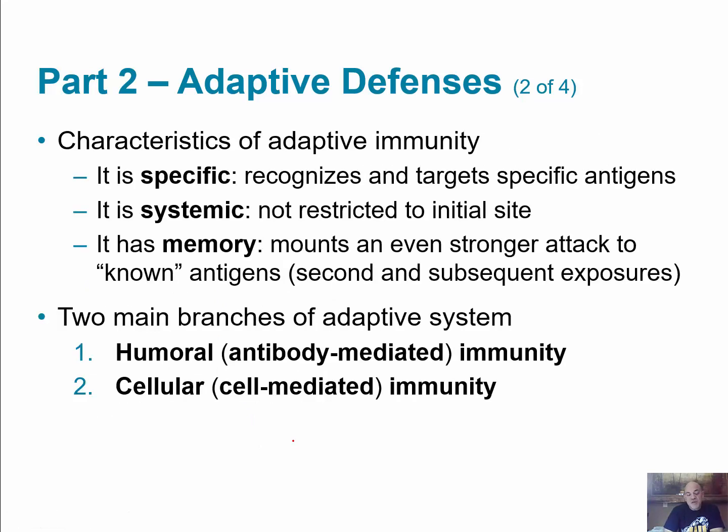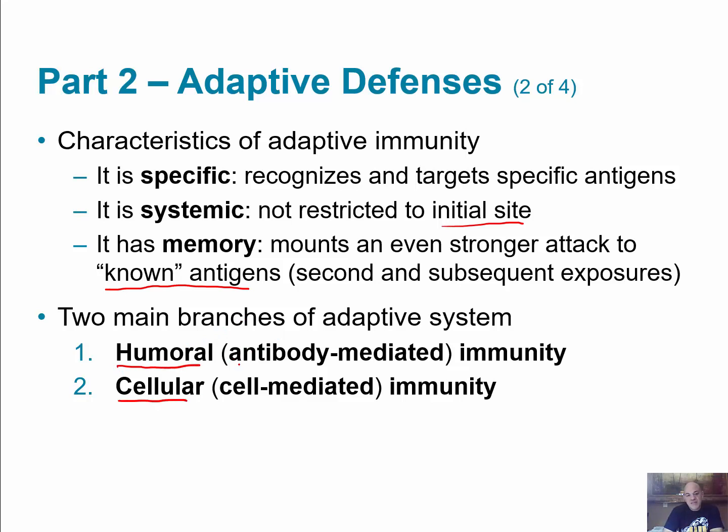The characteristics of adaptive immunity include the idea of being specific, and here your system recognizes and targets very specific antigens. It is systemic, which means it's not restricted to an initial site, and it has memory, which means it mounts an even stronger attack against known antigens when you've been exposed to the same antigen a second time. Two main branches of the adaptive system include humoral and cellular immunity.